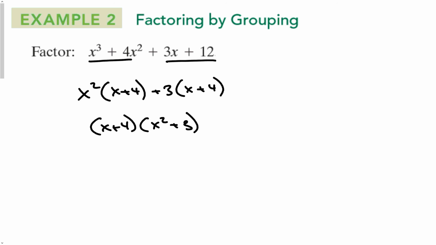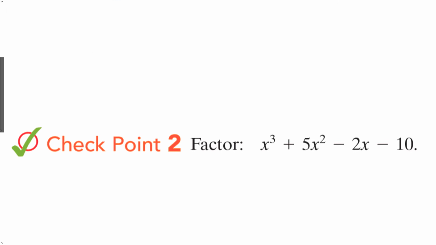Not sure if this actually works. Check it with FOIL, right? First would be x to the third. Good. Outside would be 3x, that's this one. Inside would be 4x squared, that's this one. And 4 times 3 gives me 12, which is that one. So this does actually work. And if you do factor correctly, it should always FOIL back together.